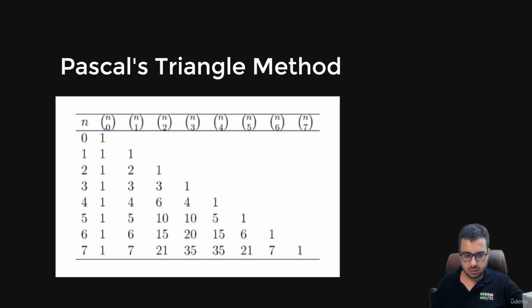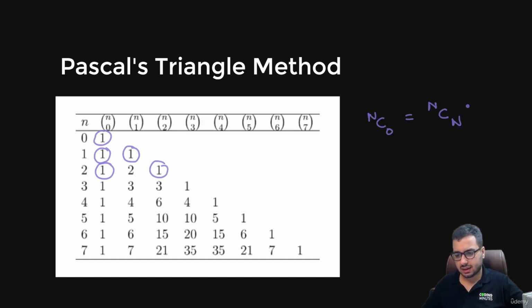0C0 is 1, 1C0 is 1, 1C1 is also 1, 2C0 is 1, 2C2 is also 1. So one observation is about the first and the last element: nC0 is always the same as nCn, and it is 1. The number of ways to pick 0 items from n items is 1. The number of ways to pick all items from n items is also 1. That's why you will see on the corners the result is 1.